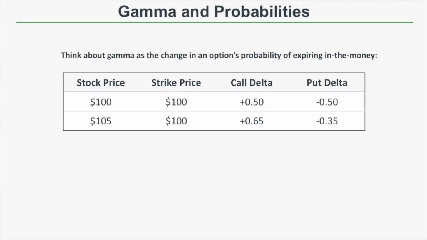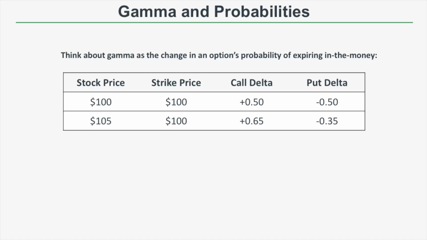So at this point, I know you've been wondering why an option's delta changes when the stock price changes. And I think it's best to approach this from a probabilistic mindset. So to accomplish this, let's look at two options at the same strike price in two different scenarios. The first scenario is where the stock price is at $100 and the strike price of the call and put we're looking at is also $100.